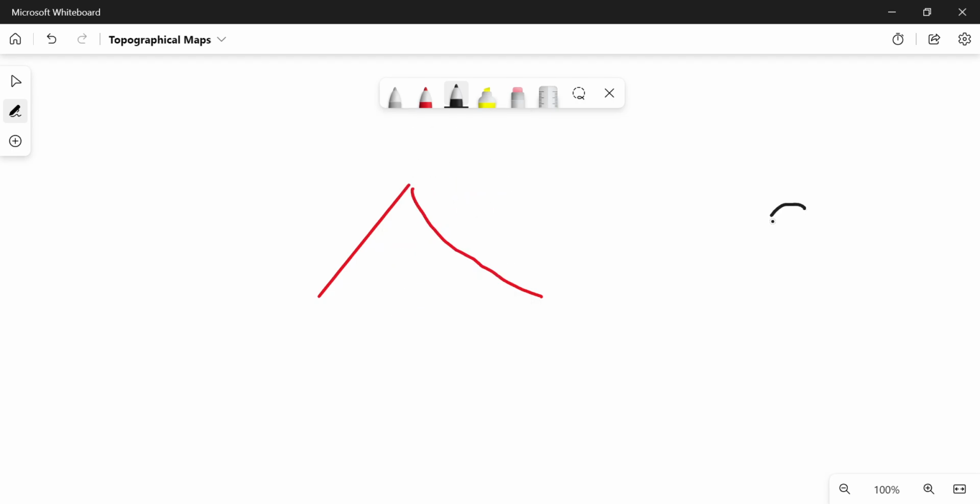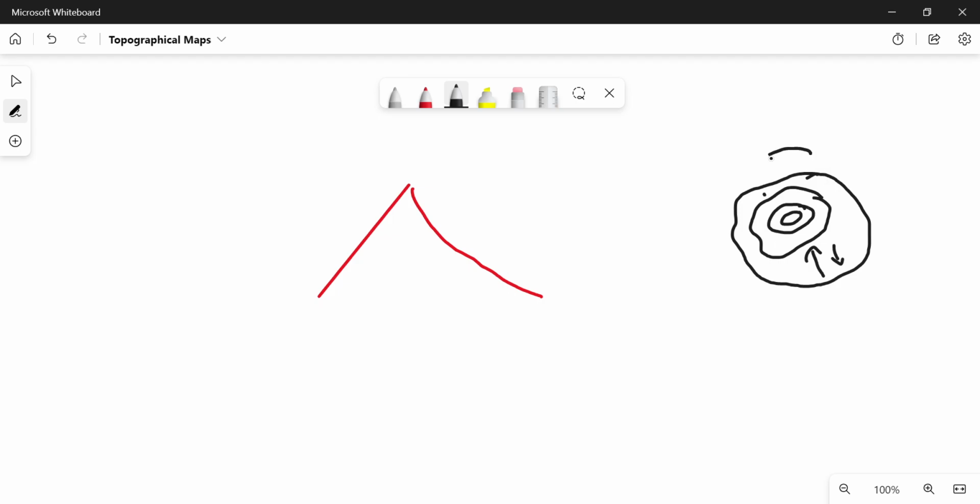I don't have brown right now, so this is a smaller peak over here. This is a steep slope, and here it is a gentle slope, which we had learned. That is why there is more space; that shows it is a gentle slope. There is less space over here. That is why it's a steep slope.